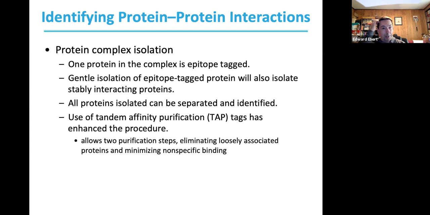Well, we can isolate this protein complex. We can tag one with an epitope, and then if we isolate that, hopefully it will pull down the other proteins as well. We have to have very gentle separation procedures for this, so not a lot of harsh detergents that'll separate them out, but once we pull down everything together, we can be more harsh and separate them and try and figure out what's in there. We can also use these TAP tags that will allow us to enhance this. So this will give us 2 purification steps. So we can pull down the whole complex, and then we can eliminate loosely associated proteins and get rid of any non-specific binding that shows up in there.